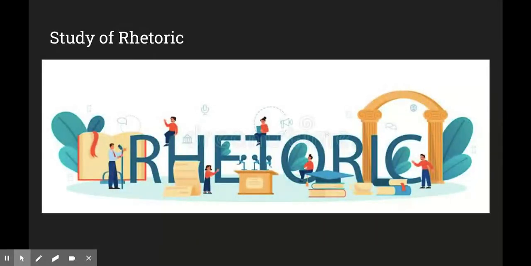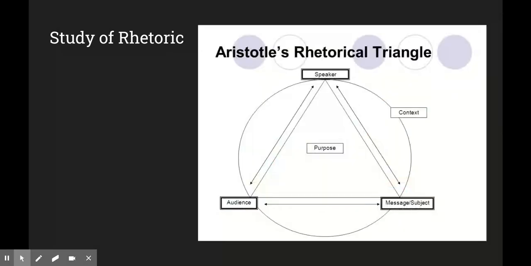It's actually the study of rhetoric, which is about the way a speaker or a writer moves an audience in a particular direction via the available means. It could be a speech, it could be a photograph, it could be a painting, and of course, it could be a written text. So we study the interplay between the speaker or writer and the audience via the medium itself. And here we see that three-way relationship again in Aristotle's rhetorical triangle.